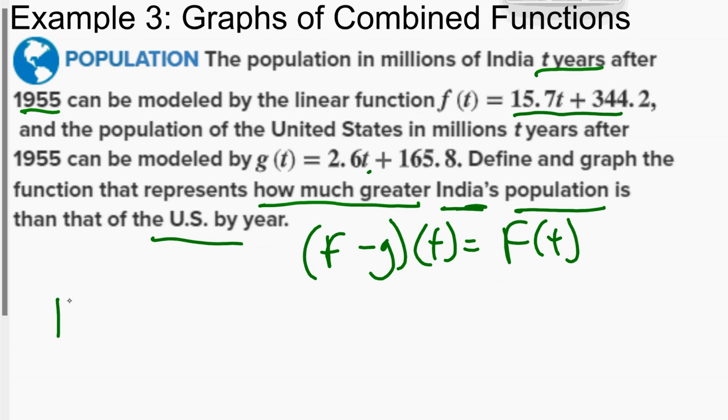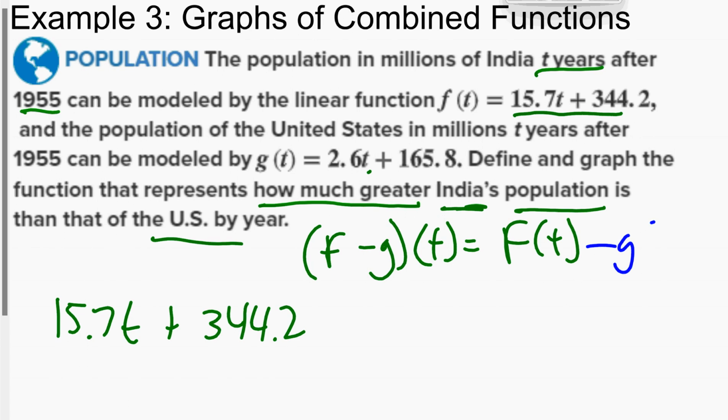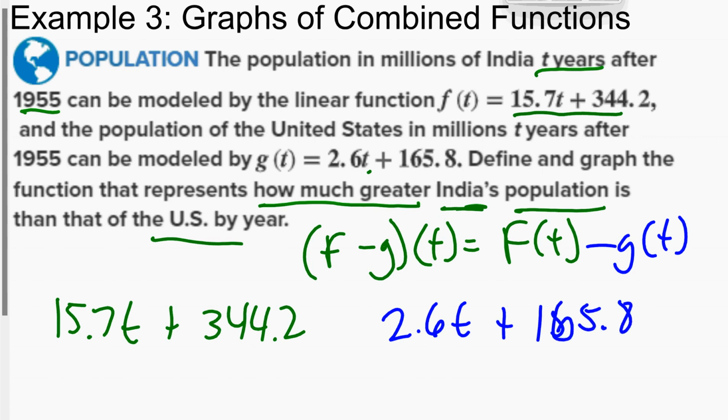Okay, so that'd be 15.7T plus 344.2, and I'm going to subtract the United States population modeled by this function g of t, right? And g of t would be 2.6t plus 165.8. But I'm subtracting those, right?